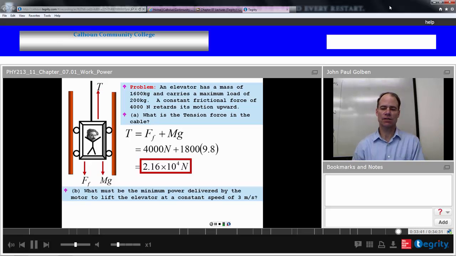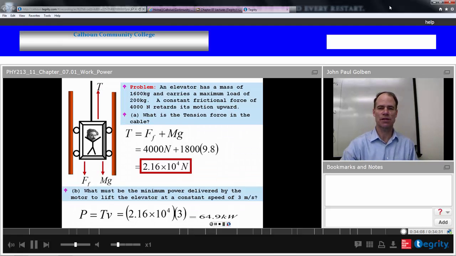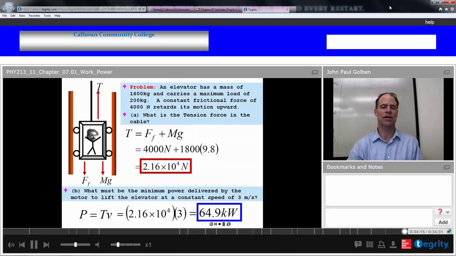What is the minimum power delivered by the motor to lift the elevator at a constant speed of 3 meters per second? Well, we've got this force that we need, and if we're moving it at a velocity of 3 meters per second, the power would be the force times the velocity. And they're in the same direction, cosine 0, so it's simply force times speed in this case. 2.16 times 10 to the 4 newtons times 3 meters per second. Everything's SI system. That'll give us 64.9 kilowatts. So we need a motor that can put out a power, a work per time, of 64.9 kilowatts. That concludes our first lecture in Chapter 7, dealing with work and power.